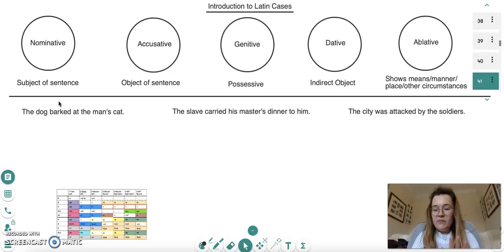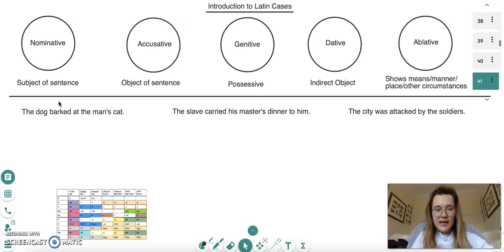So we've got 5 main cases. There are a couple of others that aren't used as widely in Latin, so we'll focus on the main 5 cases for now. So we've got the nominative, the accusative, the genitive, the dative, and the ablative. So to run through exactly what that all means.